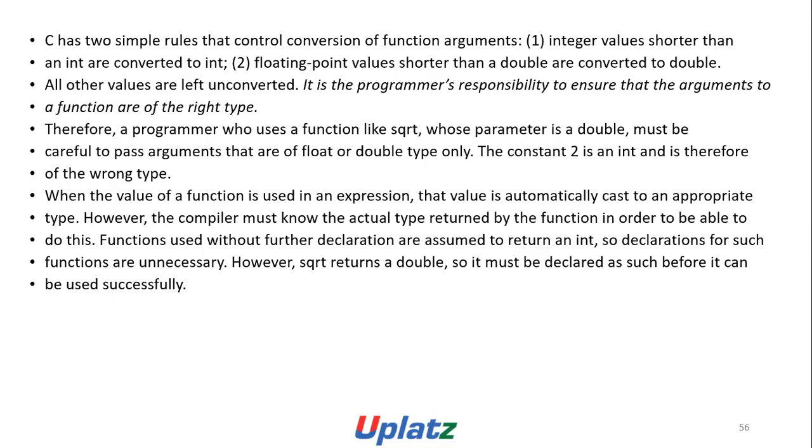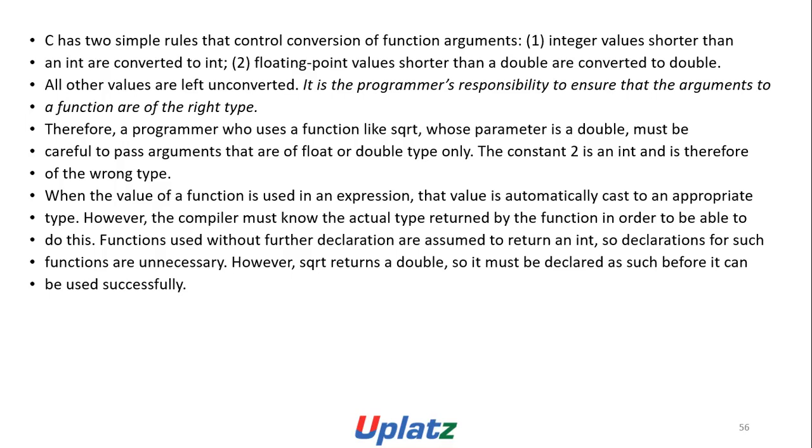C has two simple rules that control conversion of function arguments. Integer values shorter than an int are converted to int. Floating point values shorter than double are converted into double. All other values are left unconverted. It is the programmer's responsibility to ensure that the arguments to a function are of the right type. Therefore, a programmer who uses a function like sqrt whose parameter is a double must be careful to pass arguments that are float or double type only. The constant 2 is an integer and is therefore of the wrong type.